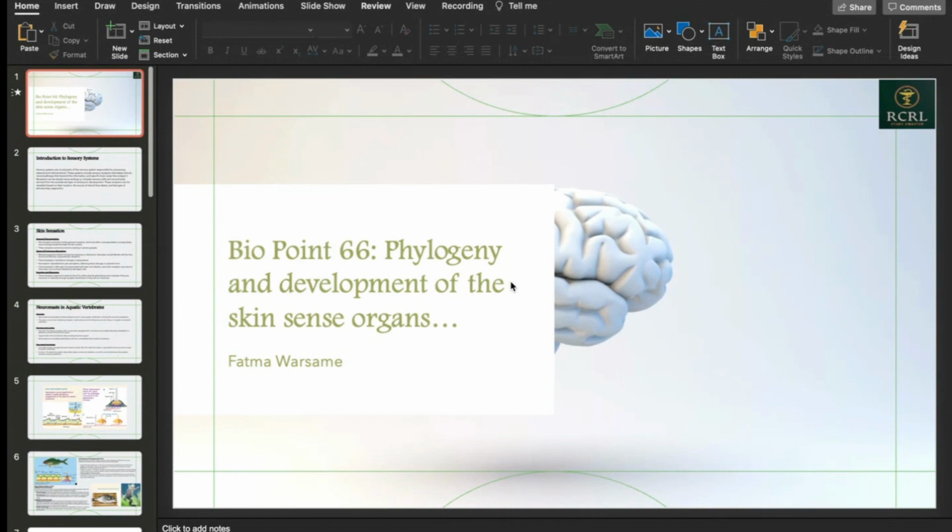Now the neuromasts. Neuromasts can be found within aquatic vertebrates, and they are specialized mechanoreceptors. So they can be found within fish and some amphibians. They're important for detecting water pressure and low frequency sounds, and this will help them in.